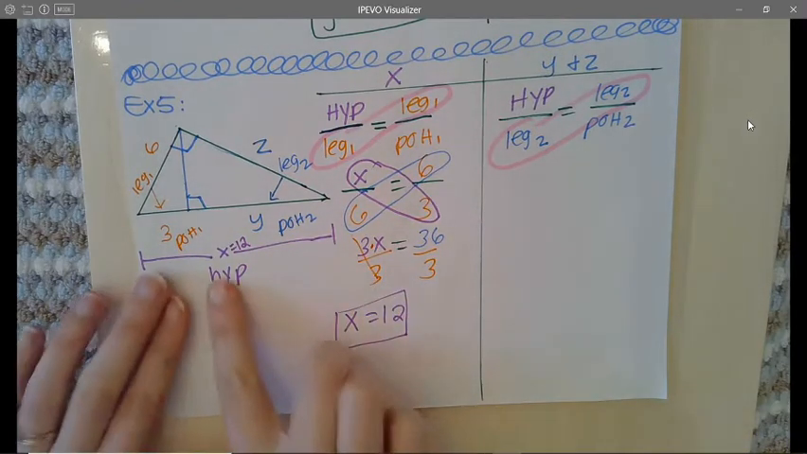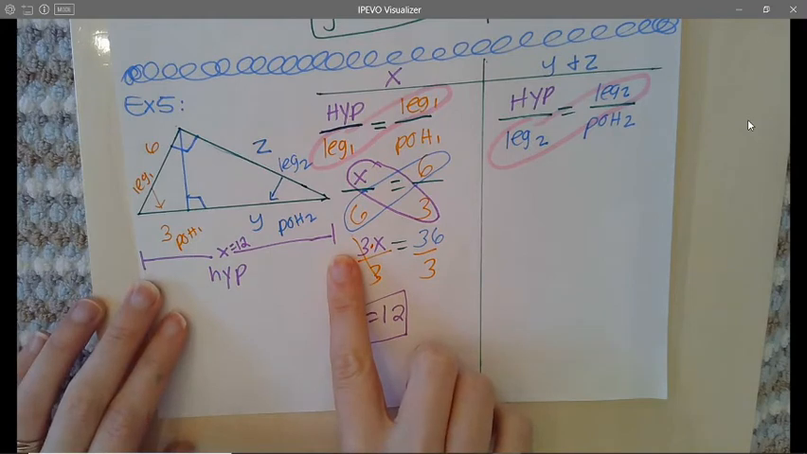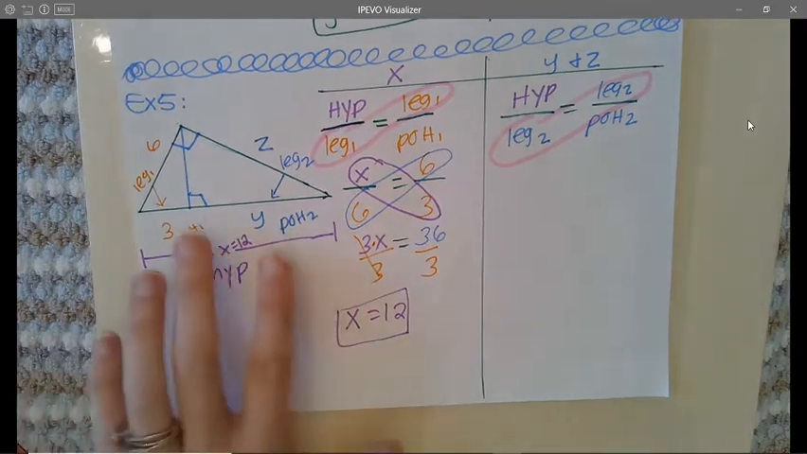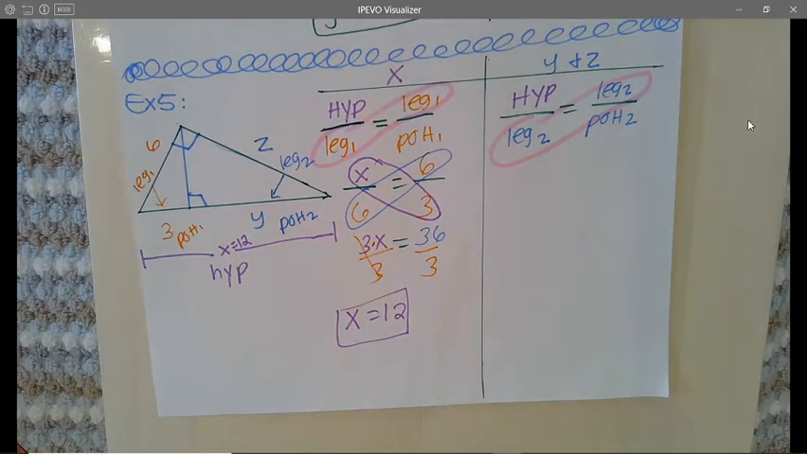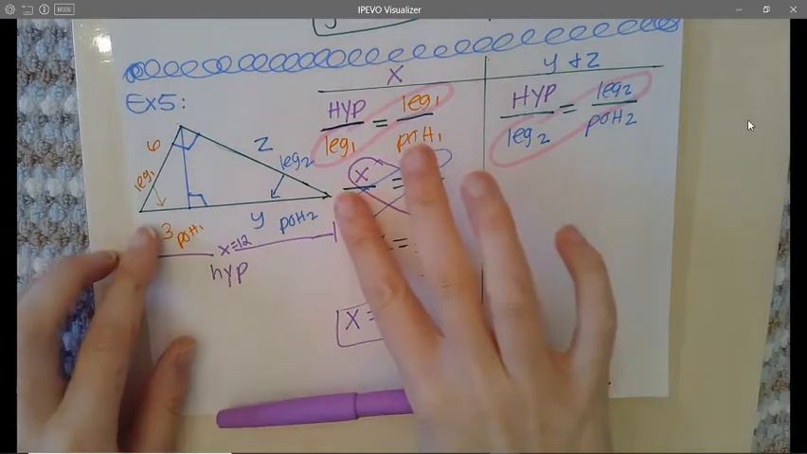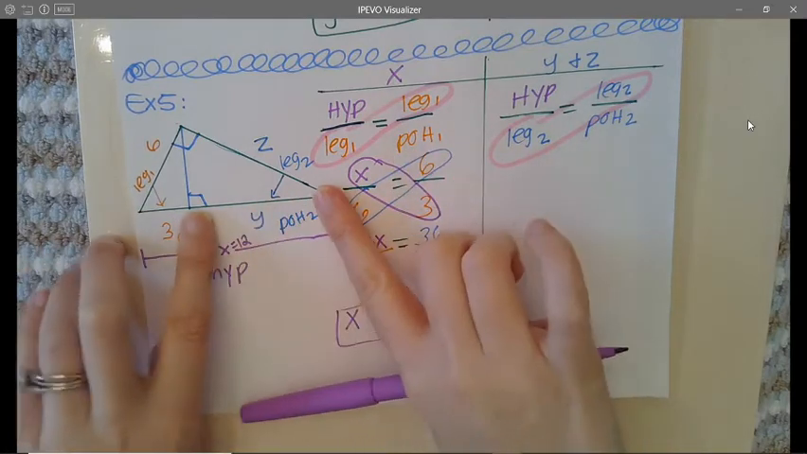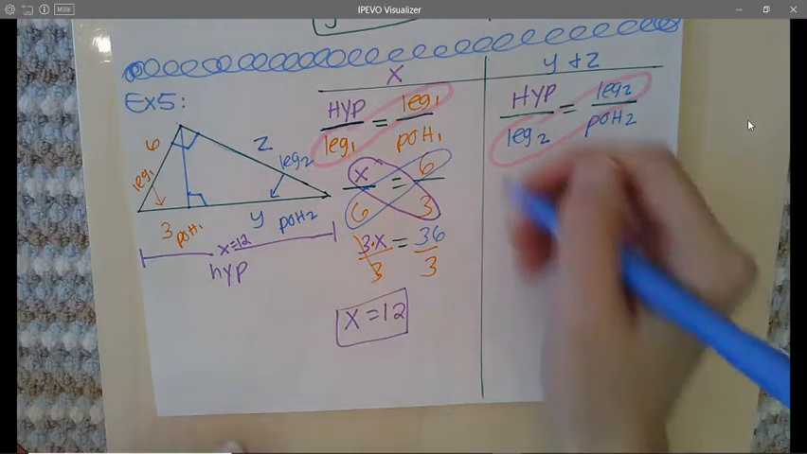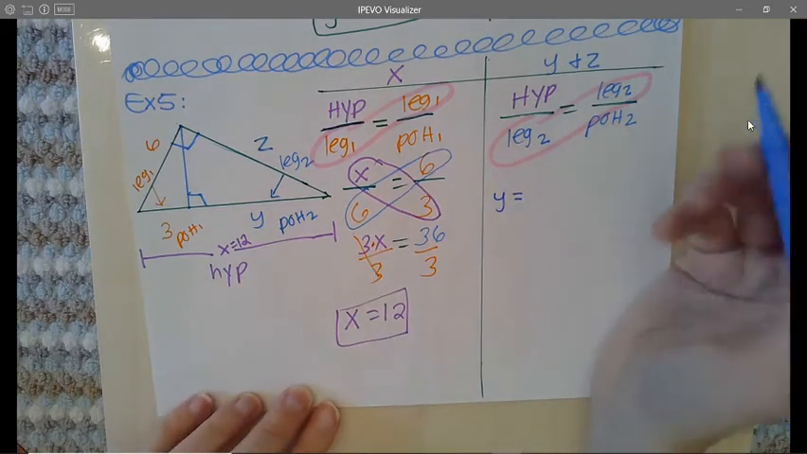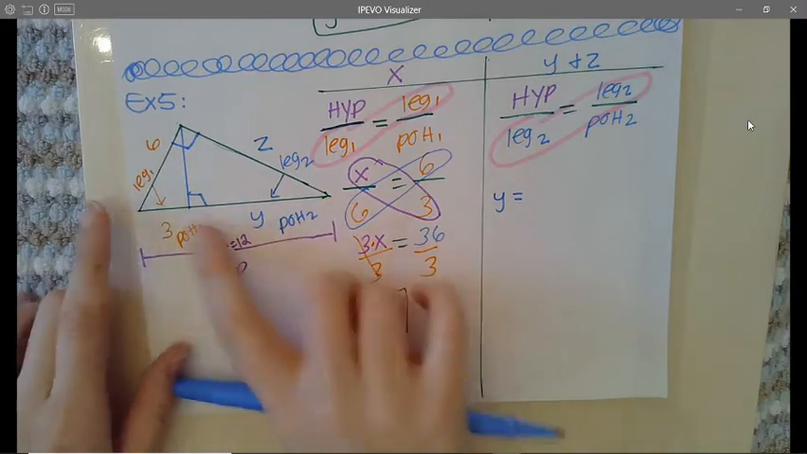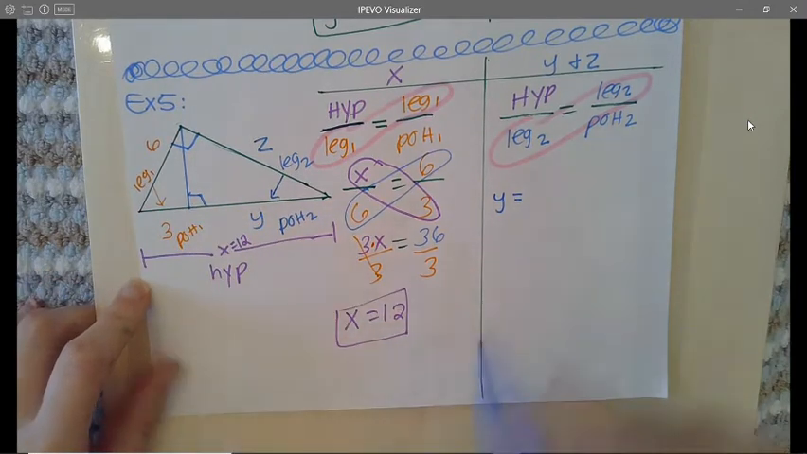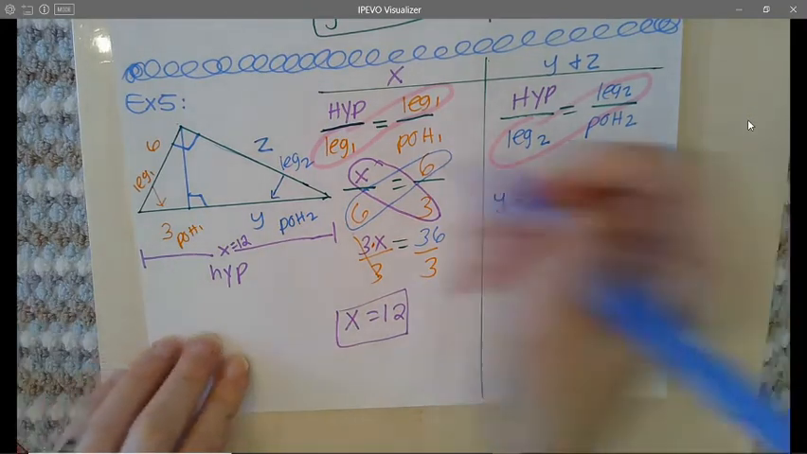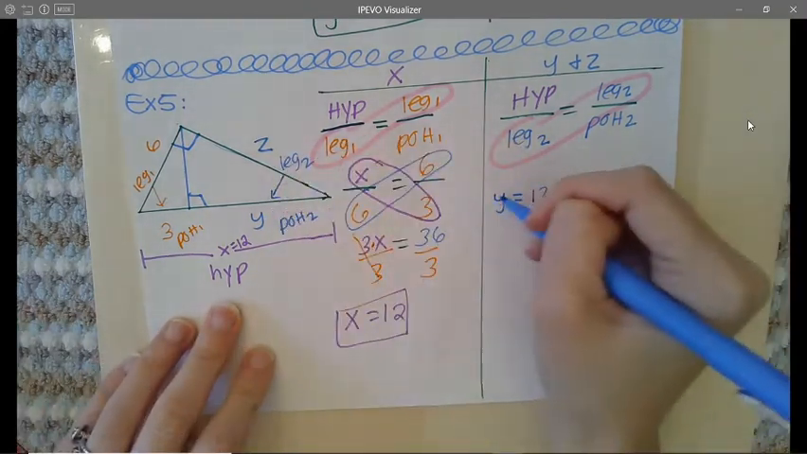Okay, so if I know the whole hypotenuse is 12, and I know one piece of the hypotenuse, how can I find y, which is our missing part of the hypotenuse? I know that the whole thing's 12, and part of it's 3, so what's left over to give me the remaining part of the hypotenuse? Well, to find y, y is going to be the hypotenuse minus the piece that I already know, which is 3. That will tell me what's left over. So 12 minus 3 is 9. So I already know that y is 9.